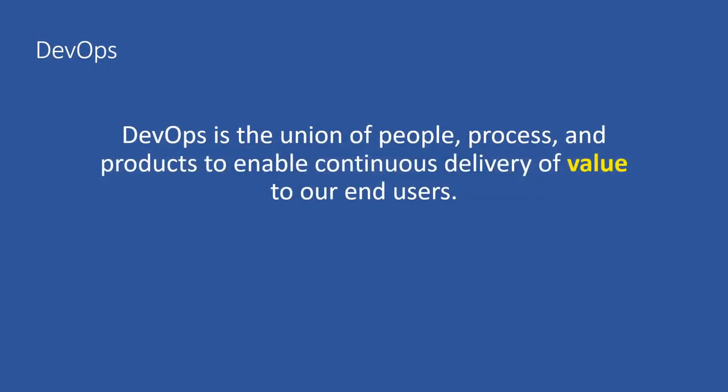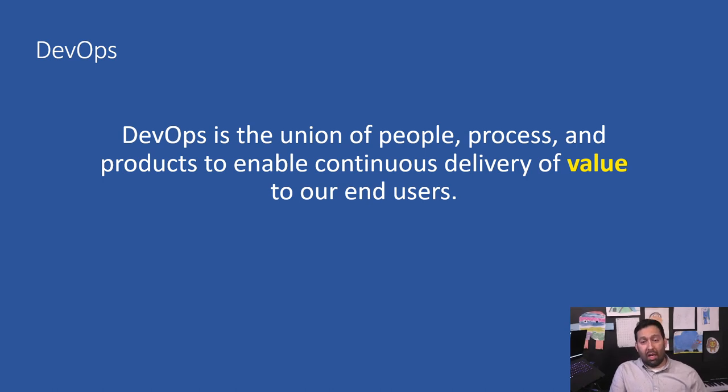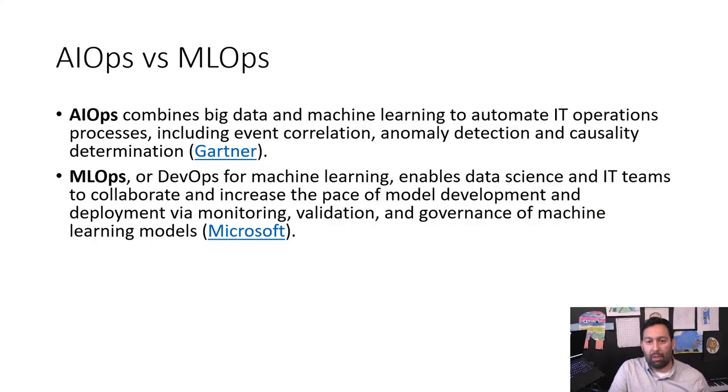As my good colleague Donovan Brown says, DevOps is the union of people, process, and products to enable continuous delivery of value to our end users. Some people think DevOps is a product. It's not. It's people, process, products, the three Ps. And so the idea is that we should probably use some of these concepts in this machine learning process. We should, and we will.